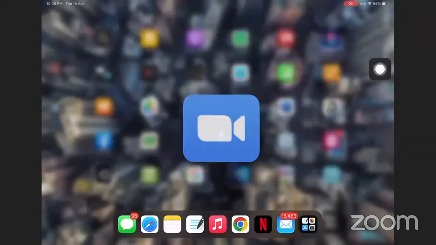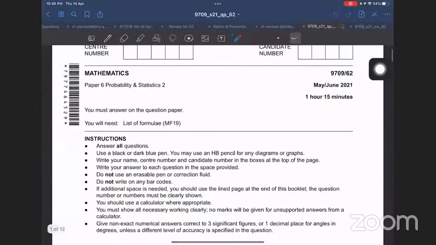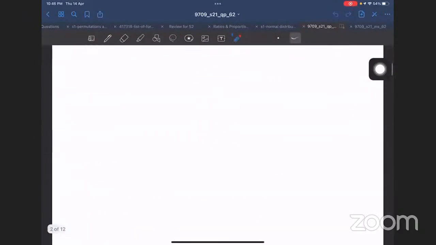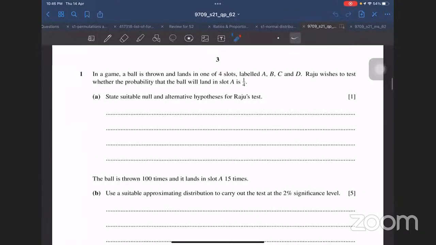Okay, so this paper is May June 2021, Paper 6-2, Probability and Statistics. This is the first question. It says in a game, a ball is thrown and lands in one of four slots labeled A, B, C, D. Raju wishes to test whether the probability that the ball will land in slot A is 1 over 4. State the null and alternate hypothesis. So the null is the probability being 1 over 4, and the alternate is it's not equal to 1 over 4. So this would be a two-tailed test.